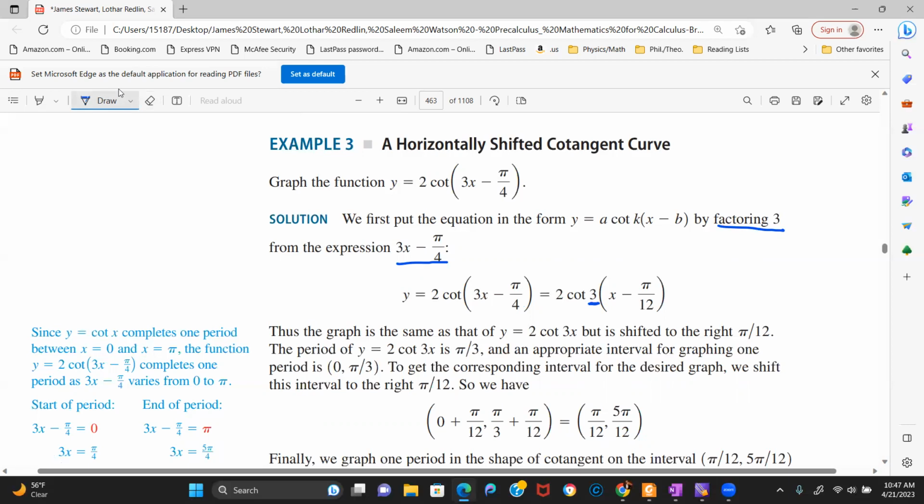And now you can see that this 3 is going to help us determine the period, right? So the period of this function right here is going to be pi over k, but k in this case is 3, so it's going to be pi over 3. So an appropriate interval to graph over, since we're doing the cotangent and not the tangent, is going to be 0 to pi over 3.